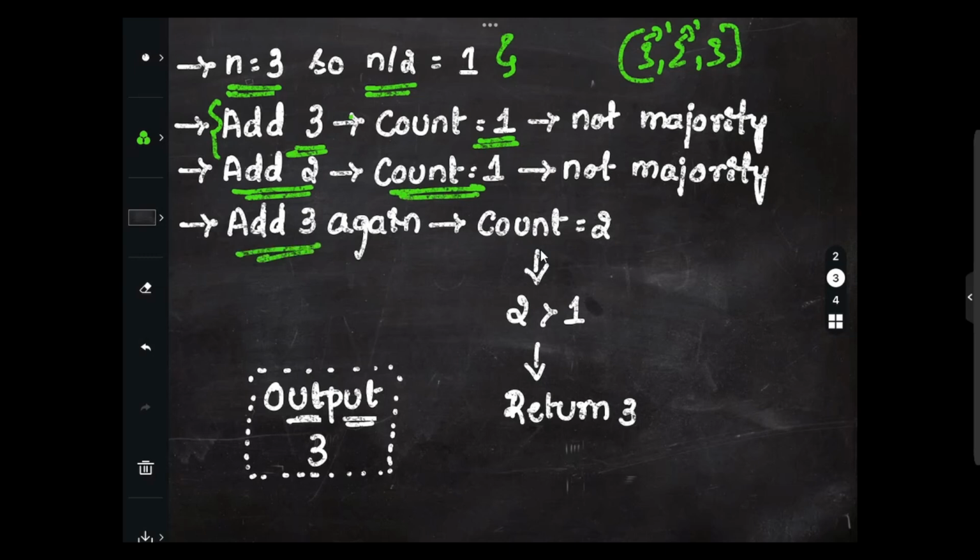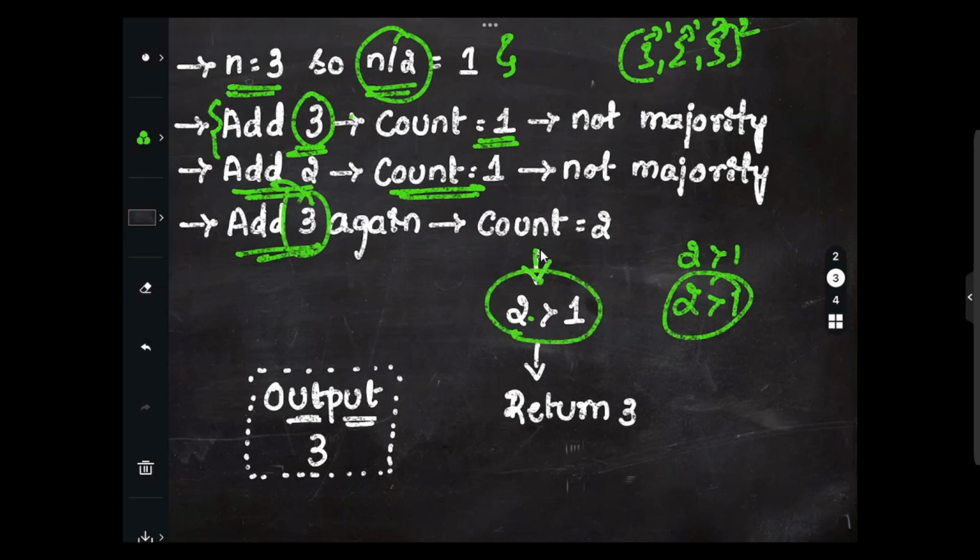Then again we will be adding 3. This time the count will be 2, since we already have 3 in the hash map. As the count is 2, 2 is greater than 1, according to the condition n by 2, where n by 2 is nothing but 1. Now we got the count 2 and 2 is greater than 1, so we will return 3.